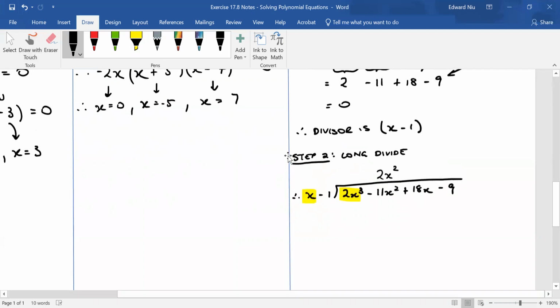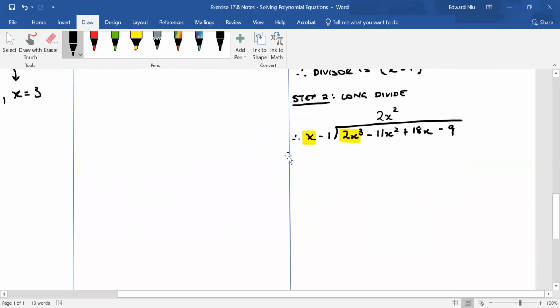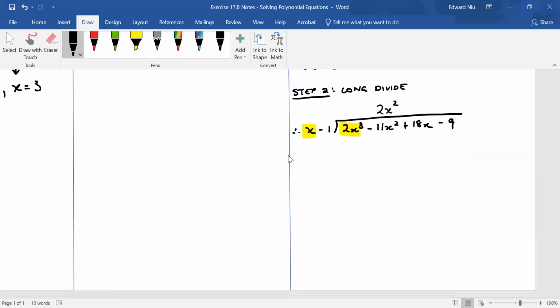Let me just double check the divisor is x take 1. Yeah, it is. We multiply this back, we get 2x cubed. Now we're subtracting here. Take 2x squared. All right. They cancel. We've got 2 negatives. So now we've got a situation where we've got -11x squared plus 2x squared because of the 2 negatives, which means we get -9x squared.